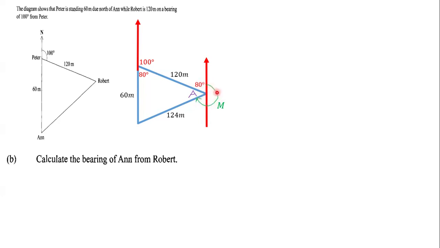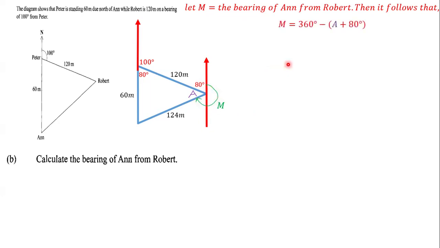What is going to be angle M? We let M equal the bearing of Anne from Robert. That's what M is, the bearing of Anne from Robert. Then it follows that M is equal to 360 minus (A plus 80). In order for us to get the bearing, we have to add A and 80, take that sum and subtract it from 360 degrees, and that should give us what M is. But first, we have to figure out what A is.